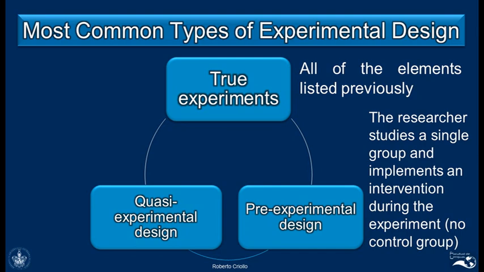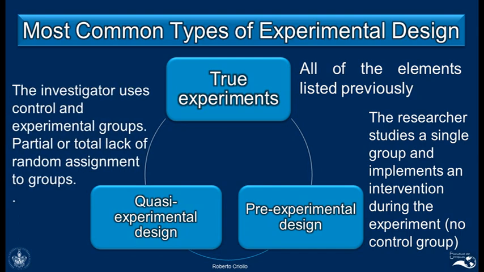In quasi-experimental design, we're going to have 2 groups, the experimental and the control group, but what is going to be different is a partial or total lack of random assignment to groups. So this means that we'll probably select some specific individuals to be part of the experimental group or the control group. This is something that in a real experiment should be completely randomized.